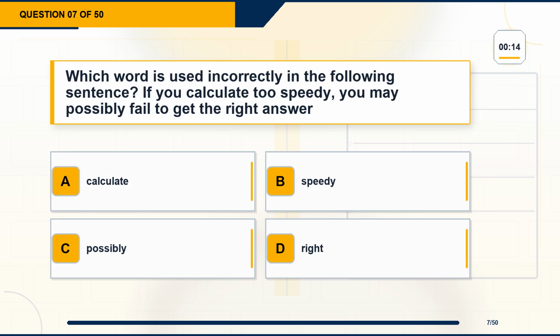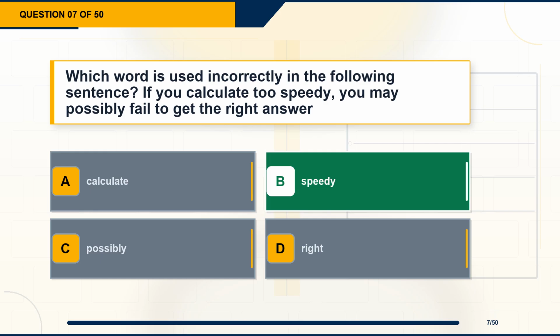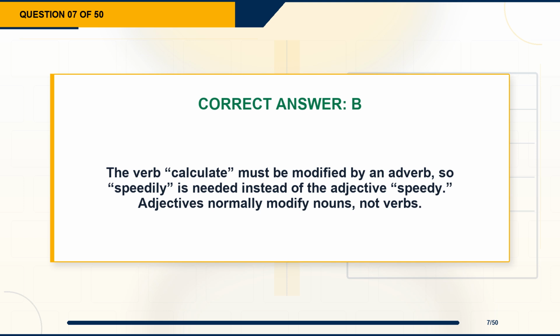Question 7. Which word is used incorrectly in the following sentence? If you calculate too speedy, you may possibly fail to get the right answer. Option A, calculate. Option B, speedy. Option C, possibly. Option D, right. The correct answer is option B, speedy. Explanation. The verb calculate must be modified by an adverb, so speedily is needed instead of the adjective speedy. Adjectives normally modify nouns, not verbs.